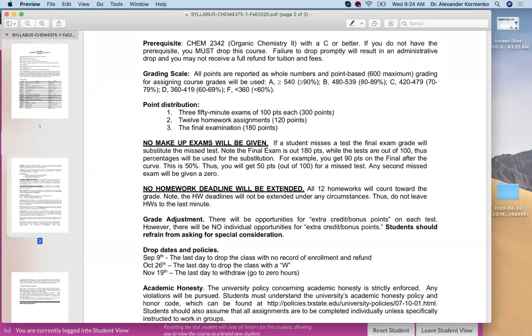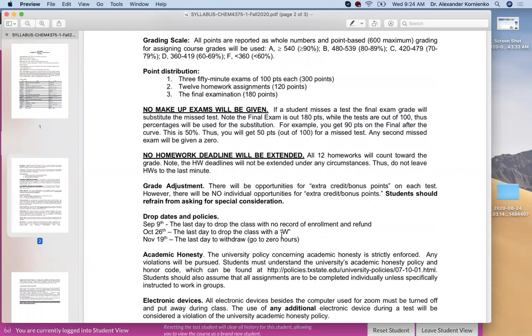So no homework deadline will be extended, right? So please plan accordingly. It will not be fair to everybody else who does a good job planning with the homeworks. So I will not be extending the deadlines for the homework. Now, there will be some extra opportunities to earn some bonus points on the tests. I will have those at the end of each test. But that's about it, right? So please do not ask me for any special consideration because I cannot give it to you. It's just not fair to the rest of the students in class. And you should plan and do well using the homeworks and exams which are given to you.